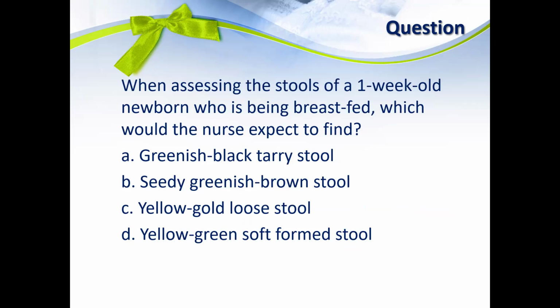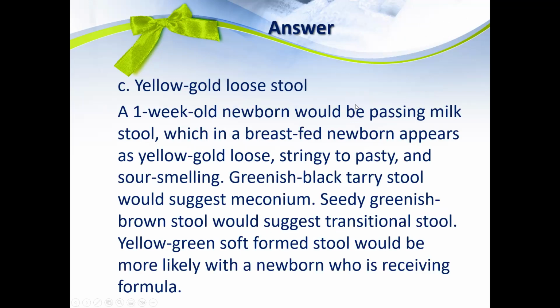C. Okay, good. Again, yellow, gold, loose, stringy, pasty, sour smelling. Greenish black would be meconium. Seedy, greenish brown stool would be transitional. And then yellow, soft form stool would be more likely with the formula.